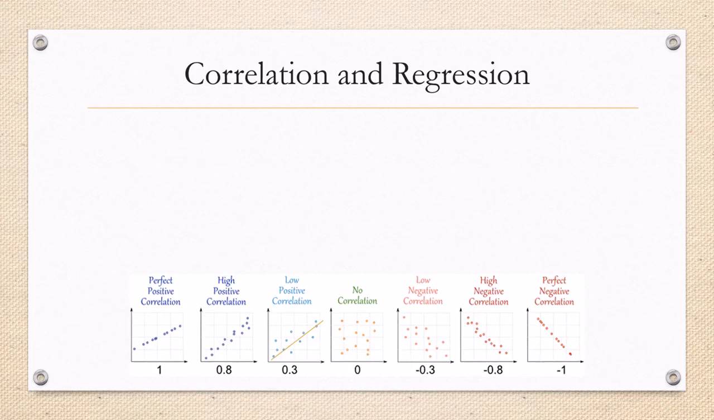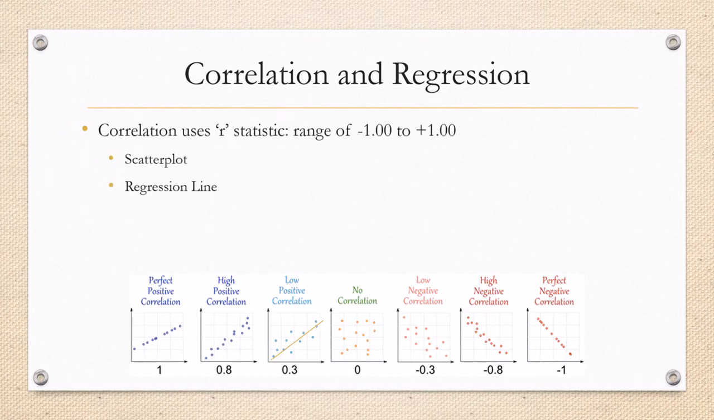So let's talk about correlation and regression. Correlation uses an R statistic. It has a range from -1 to +1, with a 0 meaning that there's no correlation. This represents the degree of relationship between two variables. We use a scatter plot to plot the relationship between these variables.